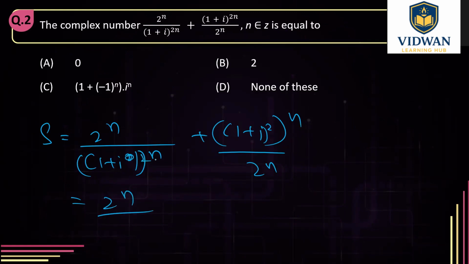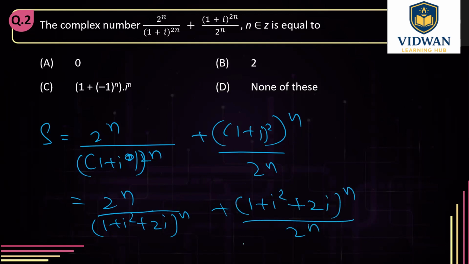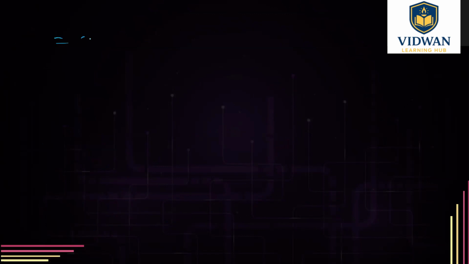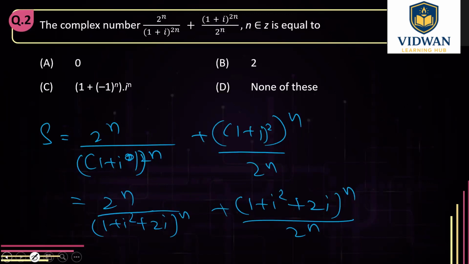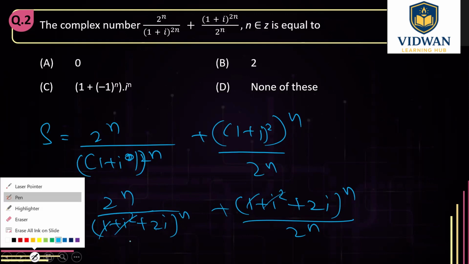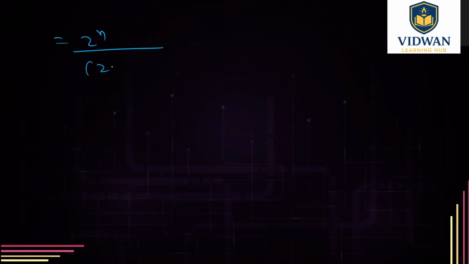This is here actually. So you'll get (1 + i^2 + 2i)^n. And the second one, (1 + i^2 + 2i) whole power n by 2^n. So this is same as 2^n by, since you know that i^2 is minus 1, actually this 1 and this minus 1 from i^2 will cancel. Similarly, here these two will cancel. So the denominator is (2i)^n and here the numerator is (2i)^n. So we have (2i)^n here. And here we have (2i)^n by 2^n.